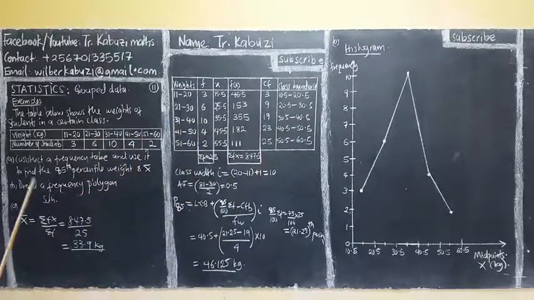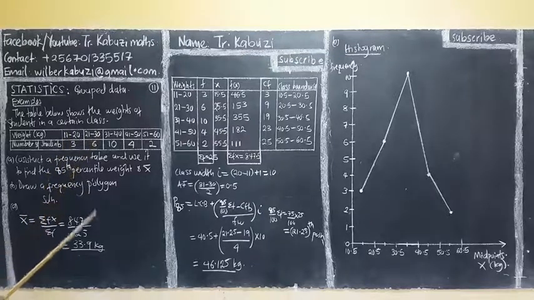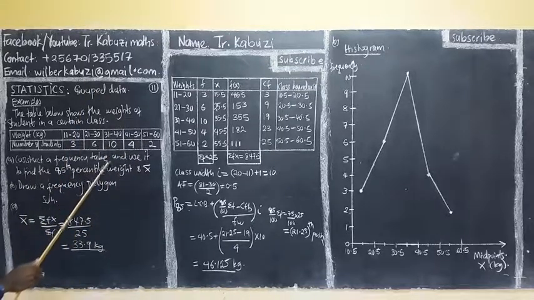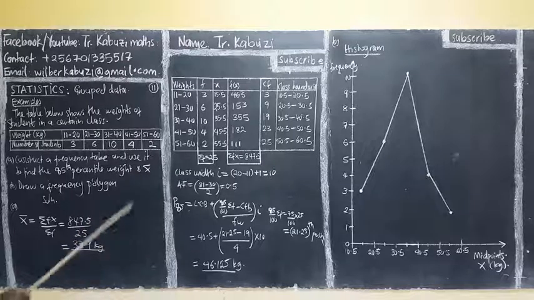It shows the weights of students in a certain class. Those students between 21 to 30 kilograms are 6. Between 40 and 45 are 4. 51 to 60 are 2. Construct a frequency table and use it to find the 80th percentile and X bar. X bar means mean. Draw a frequency polygon.